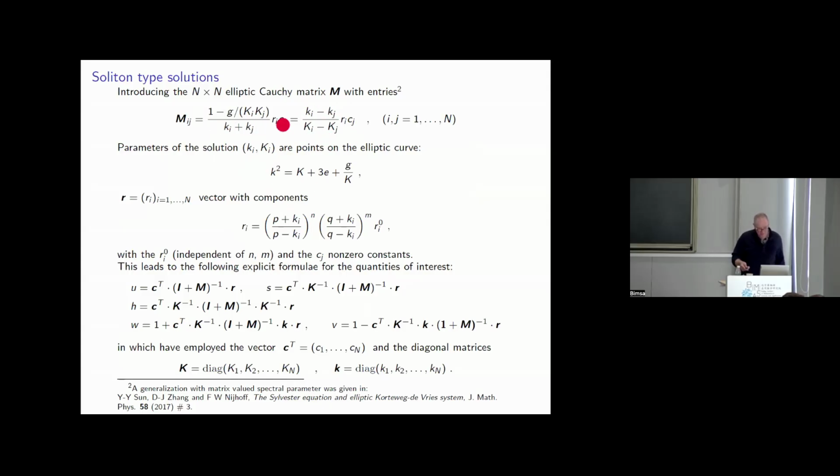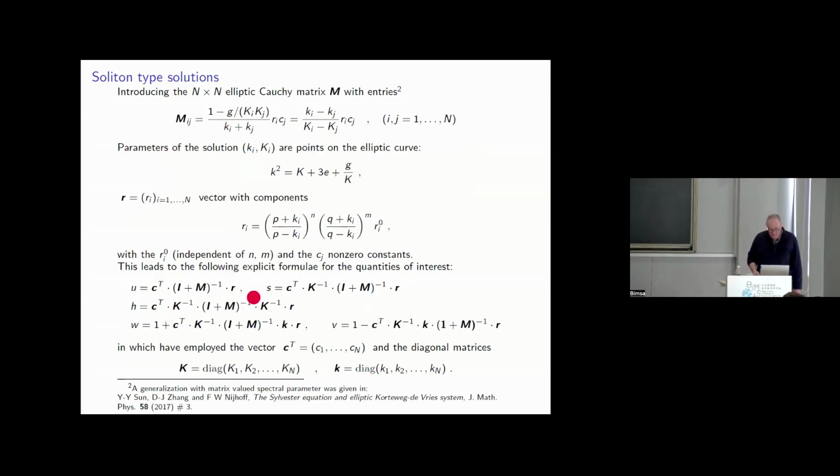So the rapidities here, the soliton rapidities, are again points on this elliptic curve, Ki and capital Ki, which are again related through that curve relation. The dynamics is sitting in the variables R, which are like a discrete plane wave vector, so they appear here. And then writing this all in matrix form, you can find expressions. These are the multi-soliton solutions for these quantities that appear in the system: little u, little s, little h, w, and v, as well as for the dual system.